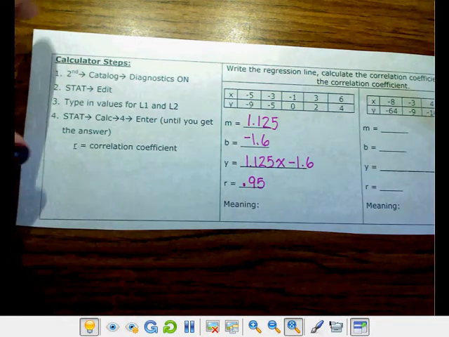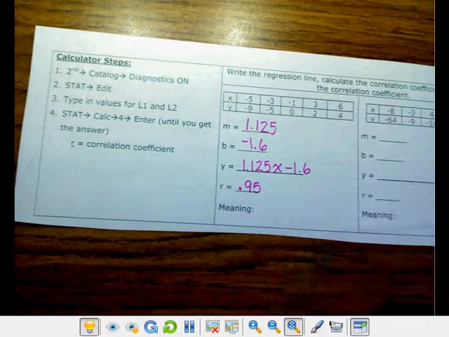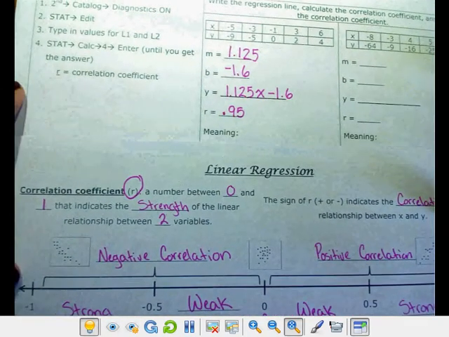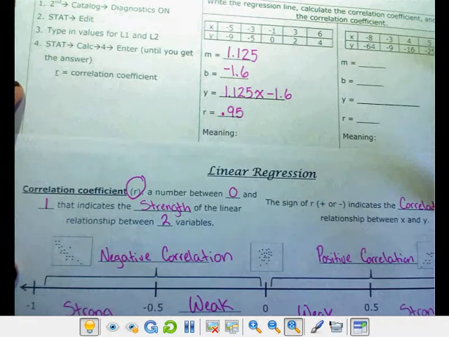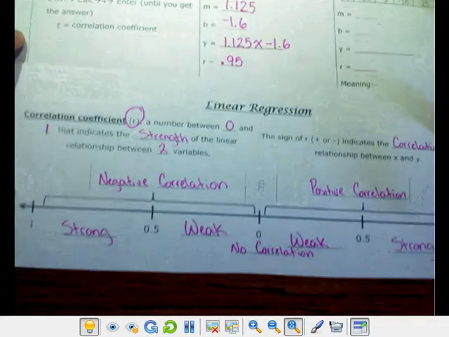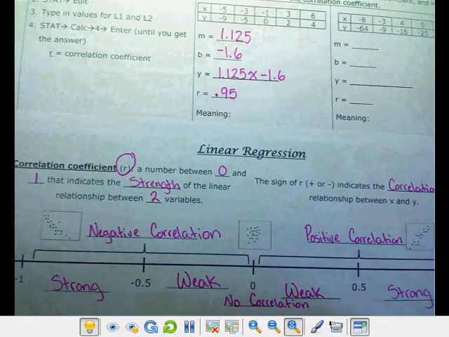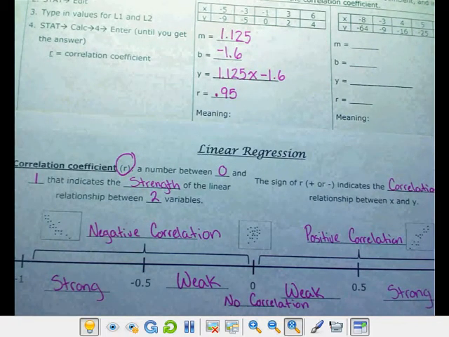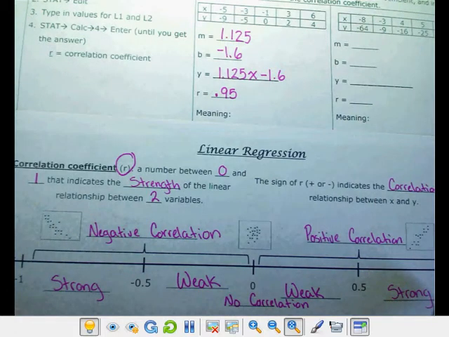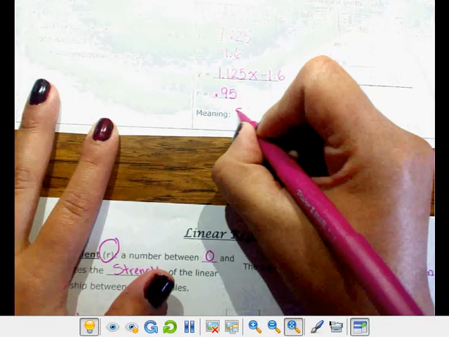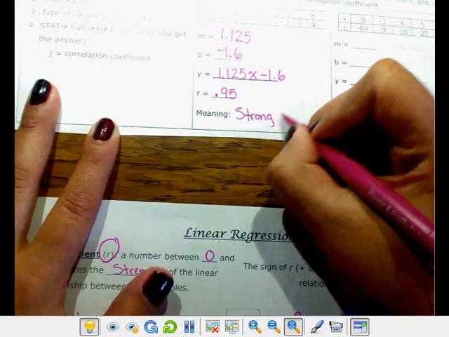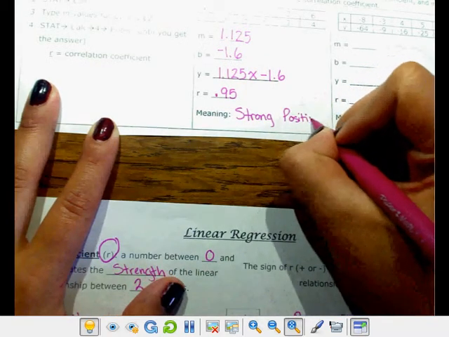All right, so now we just use r. What's the r squared? The r squared is 0.95 squared. Okay, so let's look at our number line here. So where does 0.95 fall? Yes, Nick. Strong. How come it's strong? Because it's over 0.5. Good. And is it positive or negative? Positive. So we would say this is a strong positive correlation.